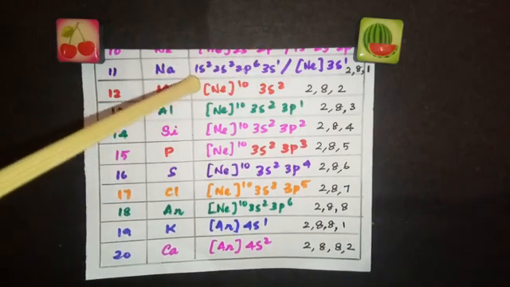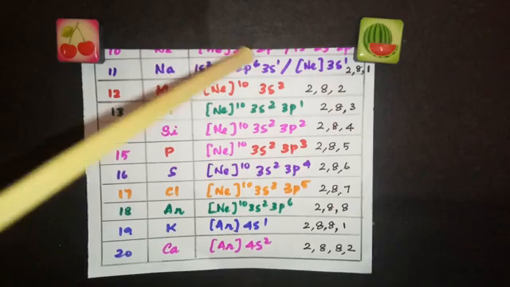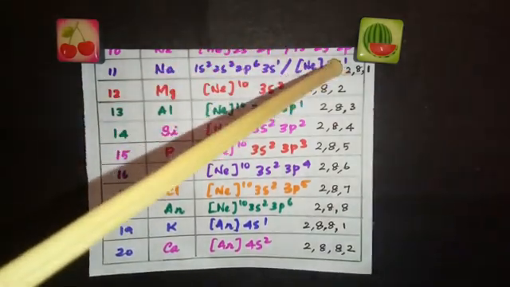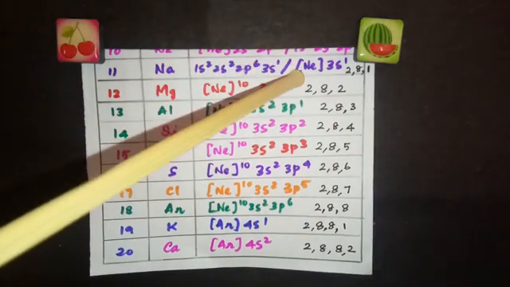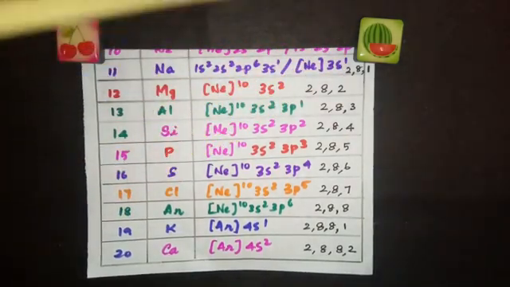So this is represented by neon's electronic configuration. See, 6 plus 2 plus 2 is 10. So instead of this, you can write Ne in the bracket, 3s1. So this Ne accounts for the 10 electrons. So 10 plus 1, totally 11 electrons.